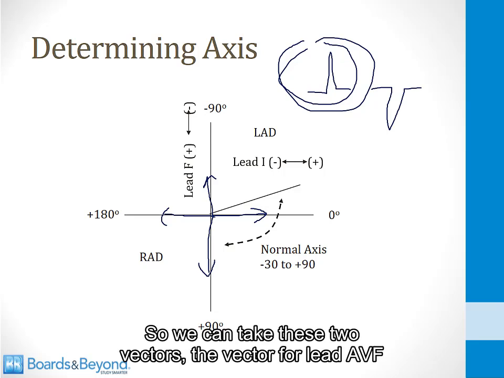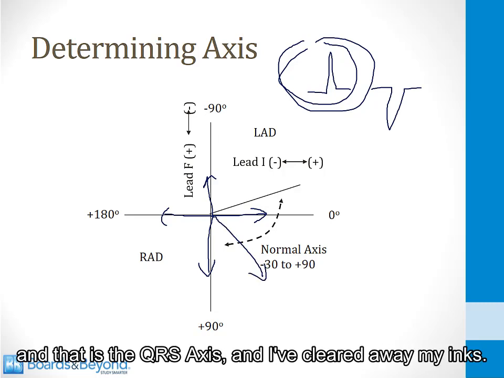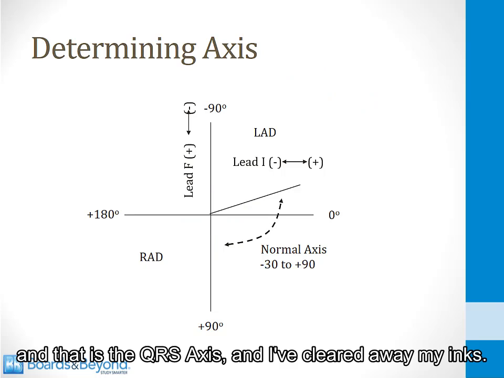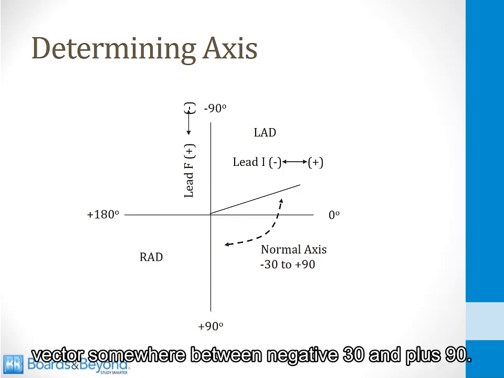So we can take these two vectors, the vector for lead AVF and the vector for lead 1, and sum them together, and we might get a vector something like this, and that is the QRS axis. And I've cleared away my ink so I can show you that a normal QRS axis would have a summation vector somewhere between negative 30 and plus 90.